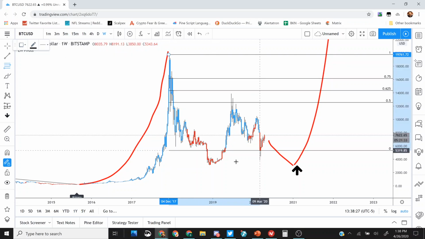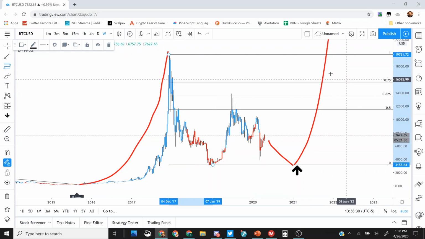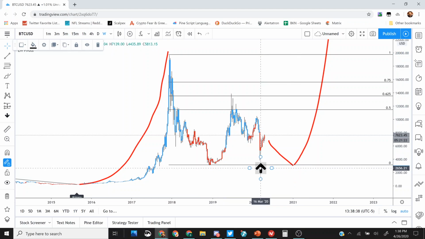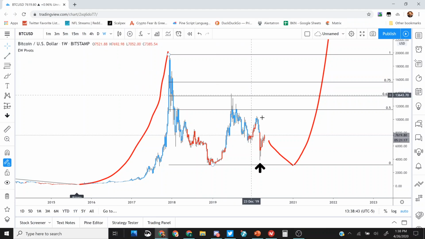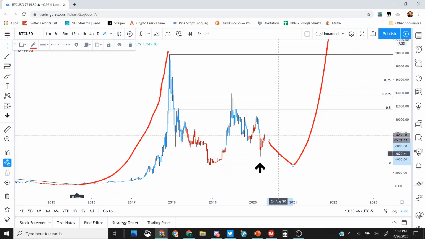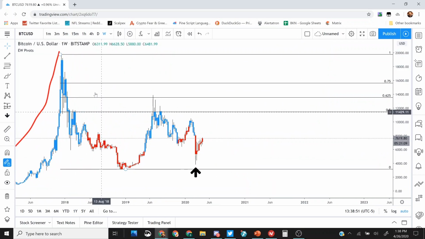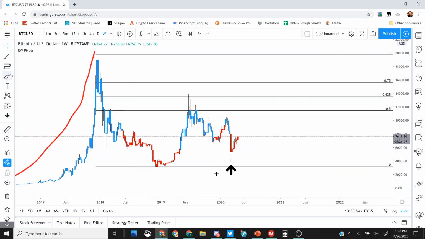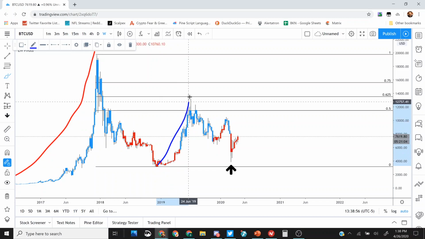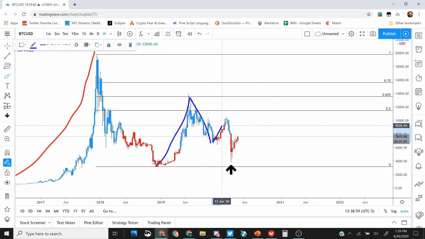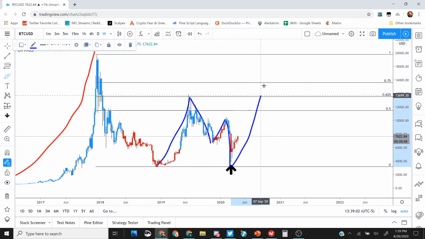So we pull a fib from here to this level here, and we would pass the 75% mark. So we could see 18 grand if we confirm a pivot right here. And it's the exact same thing I just showed you. Move up, move down, move up, move down, move up, before a final move down.